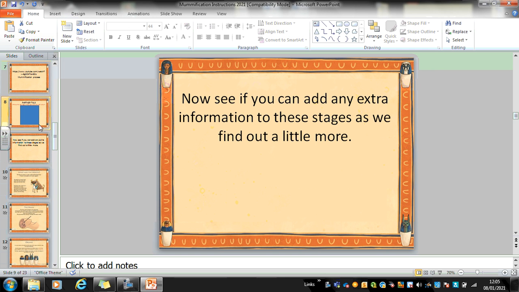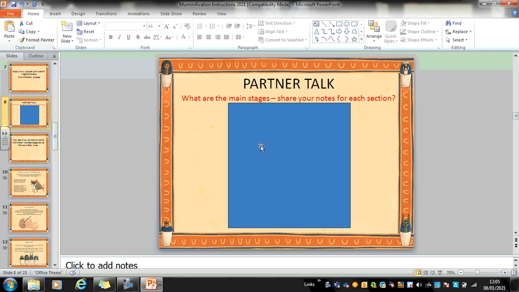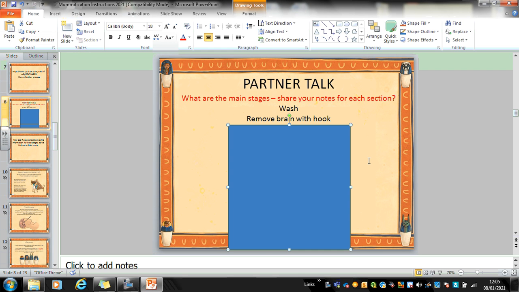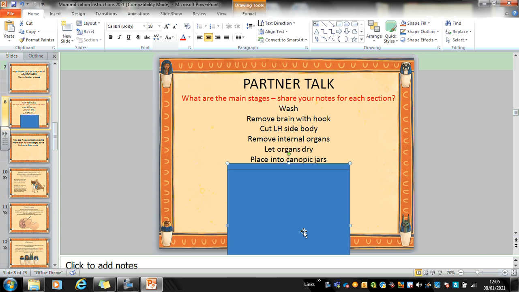So the main stages of mummification were, first of all, to wash the body and then remove the brain with a hook, which sounds pretty gross. After that, the left-hand side of the body was cut, and the internal organs, so internal means inside, the organs inside the body were removed. These organs were then left to dry, and they were placed into special jars called canopic jars.